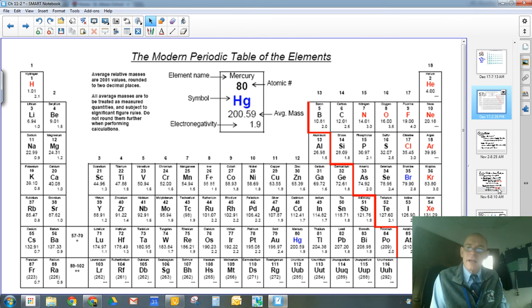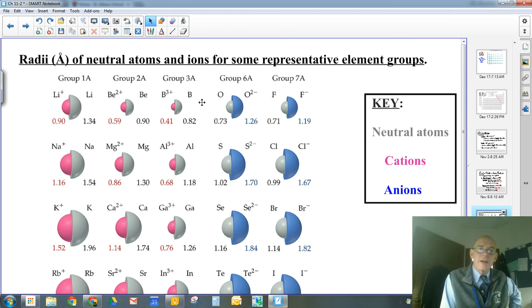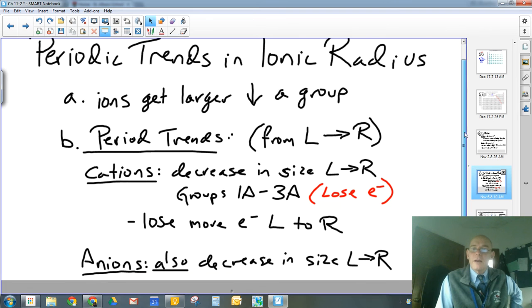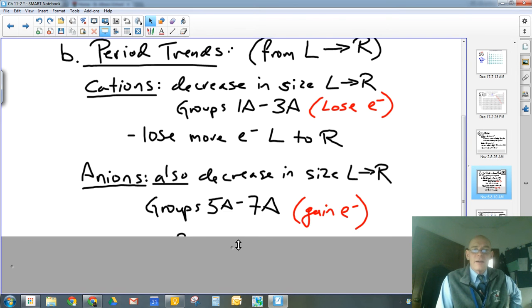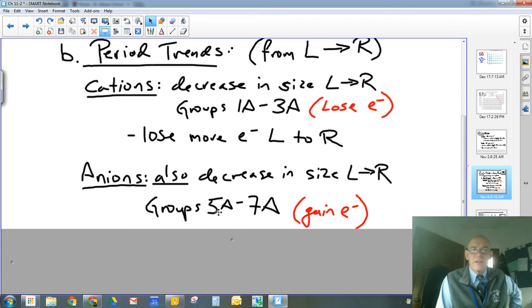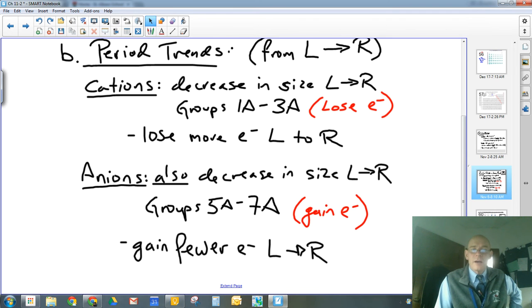So let's look again at this picture, which shows, again, the nitrogen family is not shown, but the oxygen 2- is bigger than the fluorine 1-. Look at the numbers, 1.26 angstroms versus 1.19. And the sulfur 2- is bigger than the chlorine 1-. So there is another trend in anions: groups 5 through 7, which gain 3, 2, and then 1 electron, also decrease in size from left to right. So the more electrons that an atom has gained to become an ion, the larger it is.